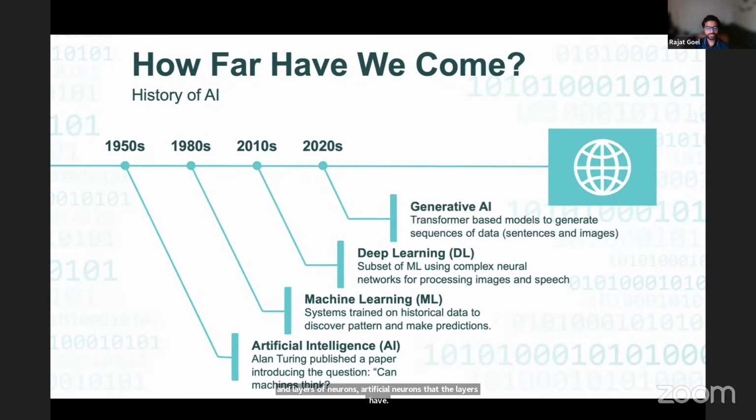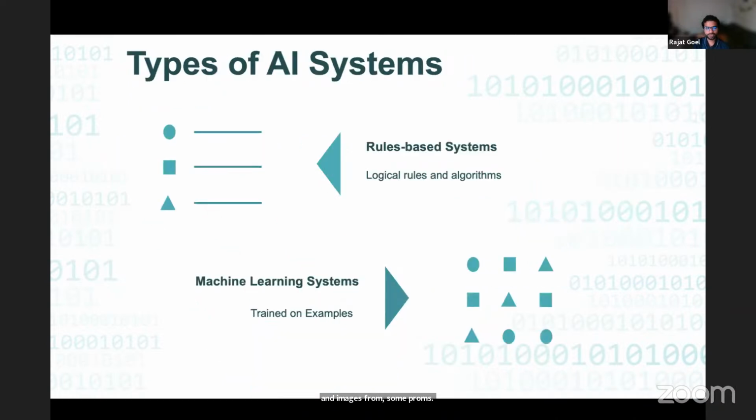Most recently, in the 2020s, generative AI was popularized primarily by OpenAI's ChatGPT, as we all know. There is also DALL-E, OpenAI's system for generating art, as we saw before. These systems are based on transformer models that learn to mimic human behavior and generate text and images from prompts. We'll discuss more about this in the talk.